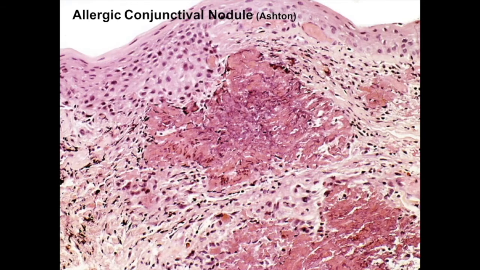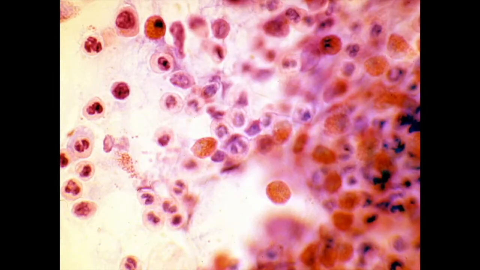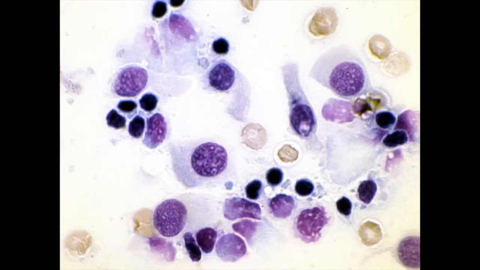This is an example of the Splendore-Hoeppli phenomenon of antigen-antibody complexes in the allergic conjunctival nodule described by Norman Ashton many years ago. Conjunctival smear of allergic conjunctivitis showing lots of eosinophils. In contrast, we see lymphocytes in chronic conjunctivitis.